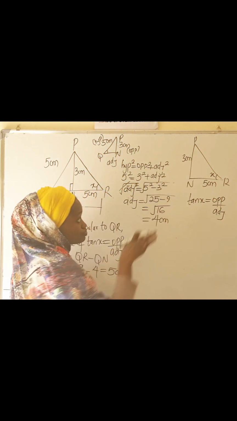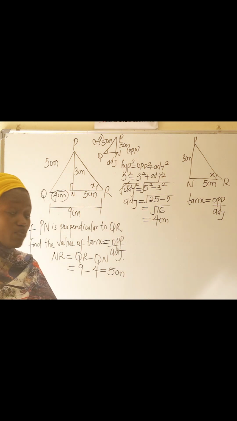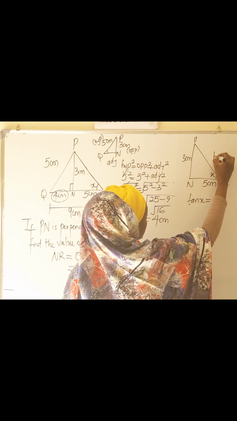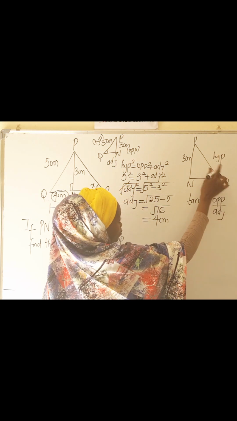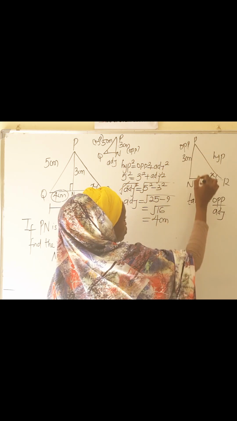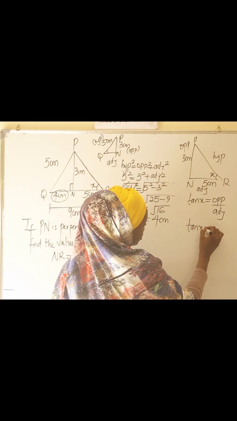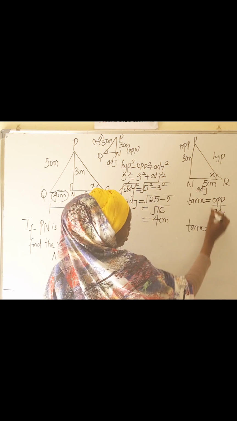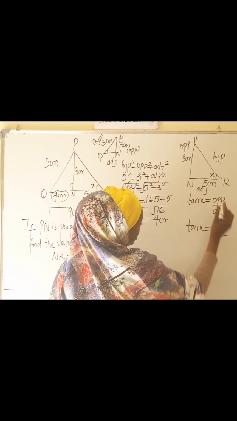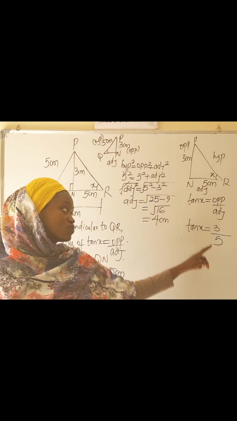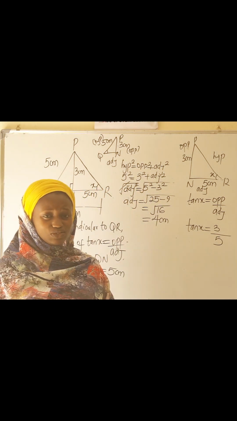So let's identify where we have the opposite and the adjacent. The longest side is the hypotenuse. Where this angle is facing is where we have the opposite, and the third side is the adjacent. So tan X is equal to the opposite, which is 3, over the adjacent, which is 5. What this means is that tan X is equal to 3 over 5. It's just as simple as that.